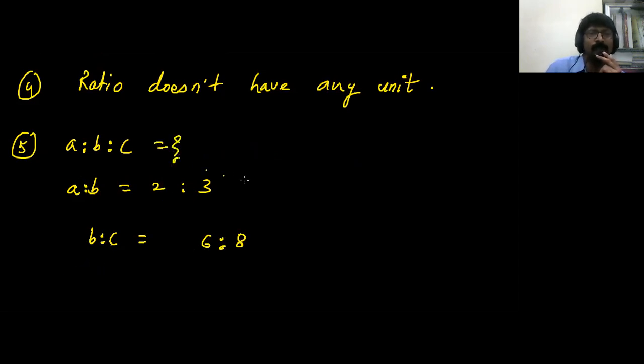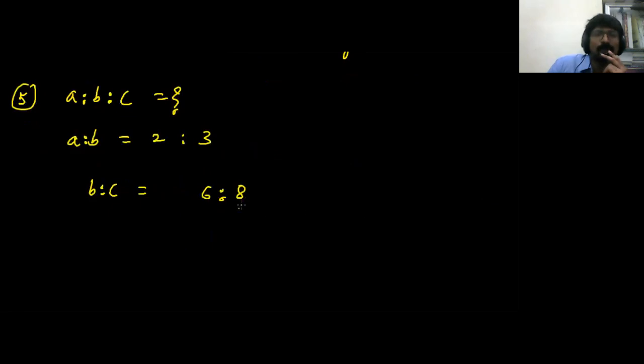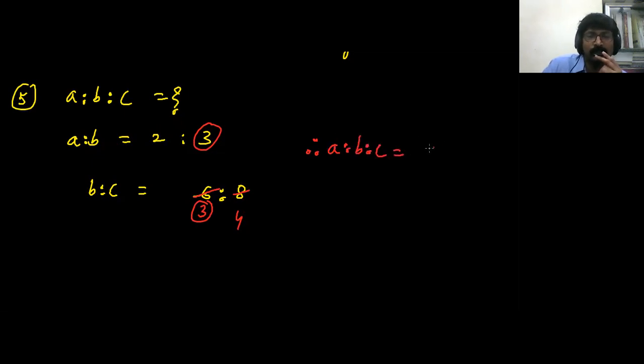How are you going to find this? So simple, guys. You can simplify 6 is to 8 as 3 is to 4. Now you have A is to B and B is to C. Look at this: if the B values are not the same, make them the same. Therefore, A is to B is to C can be written as A is 2, B is 3 in both places, and in that case C becomes 4. So that's the simplest way to combine these ratios.